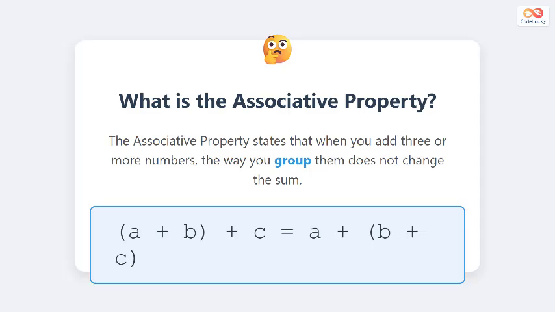So, what exactly is the associative property? In simple terms, it states that when you are adding three or more numbers, the way you group them does not change the final sum. Notice the formula on the screen. (a + b) + c = a + (b + c). The grouping has shifted, but the equation remains balanced.